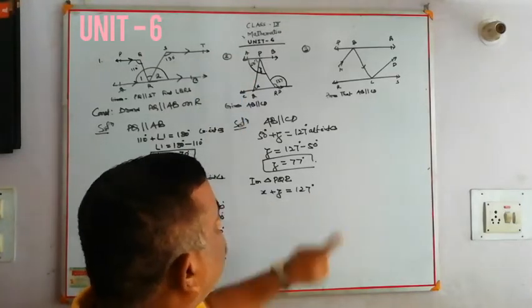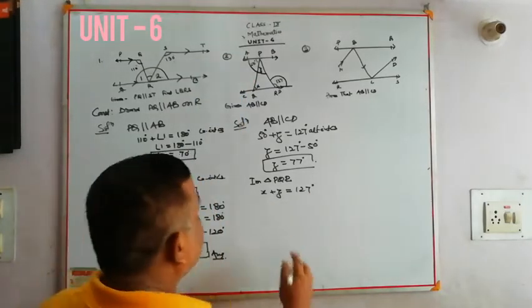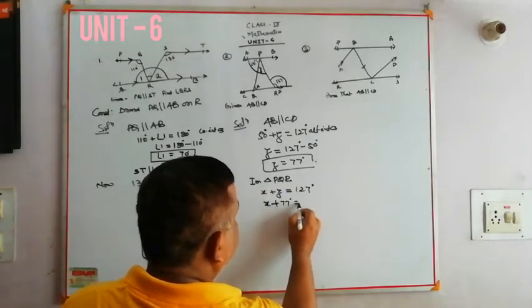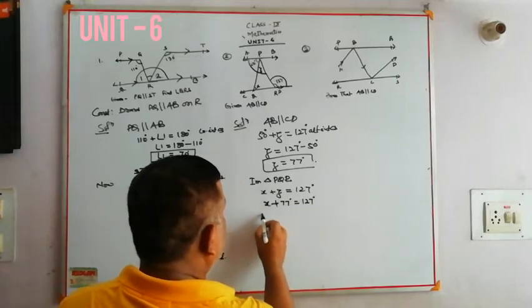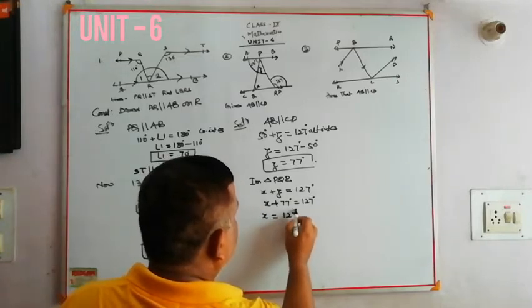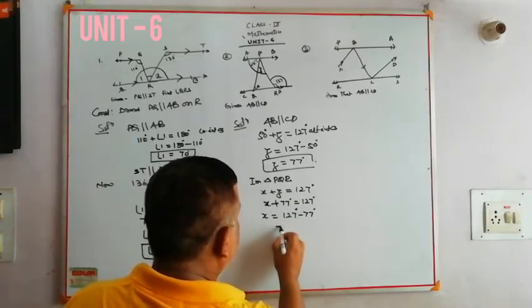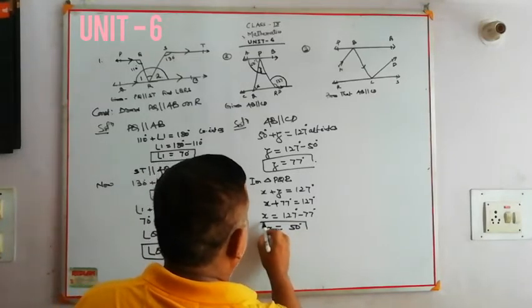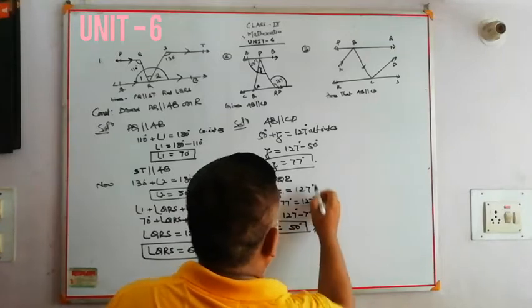x plus y is equal to what? 127 degrees. y is equal to 77 degrees. x is equal to what? 127 degrees minus 77 degrees, 50 degrees. x is equal to 50 degrees. And that is your answer.